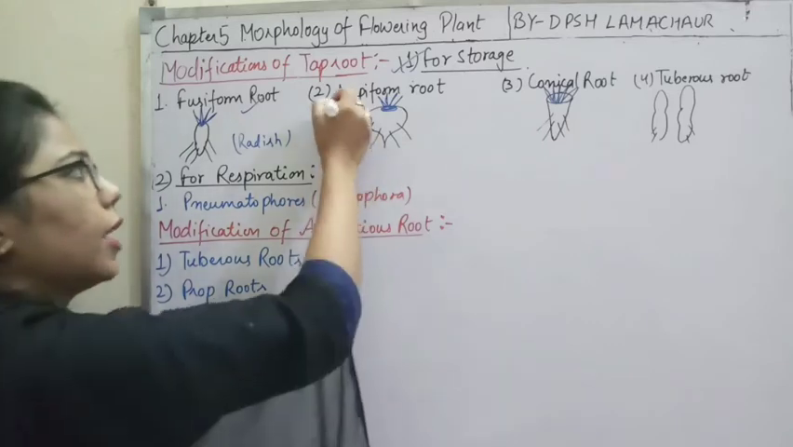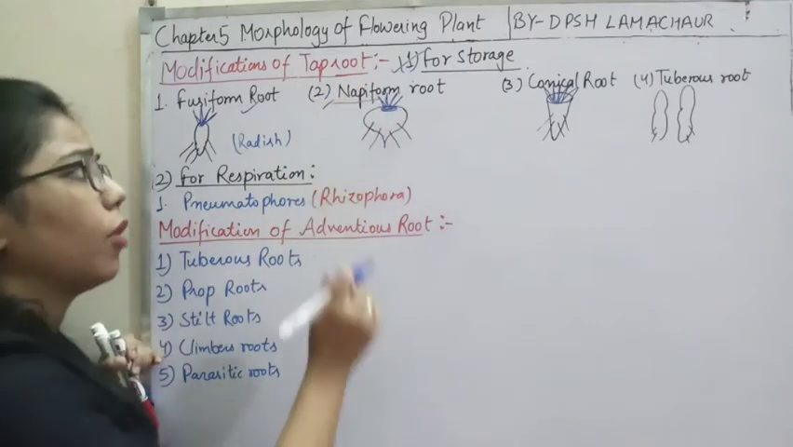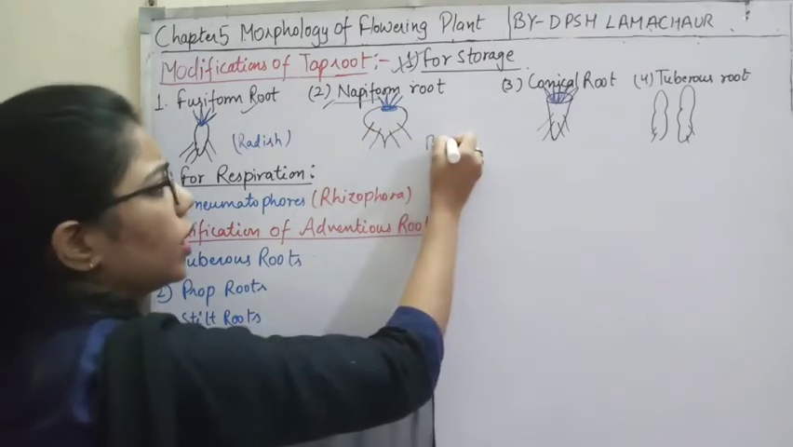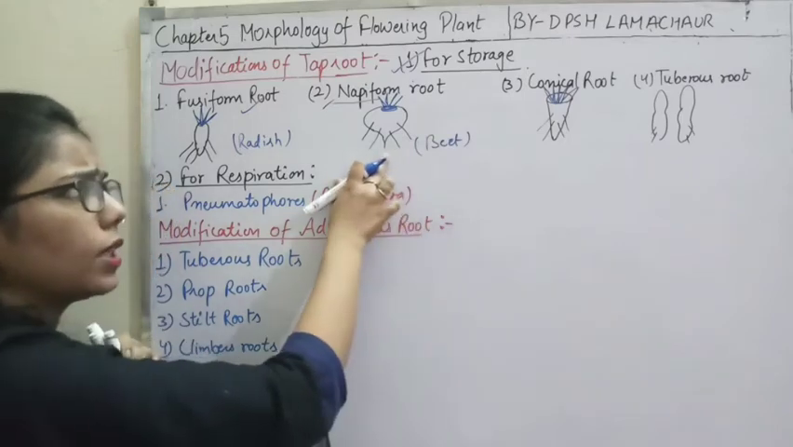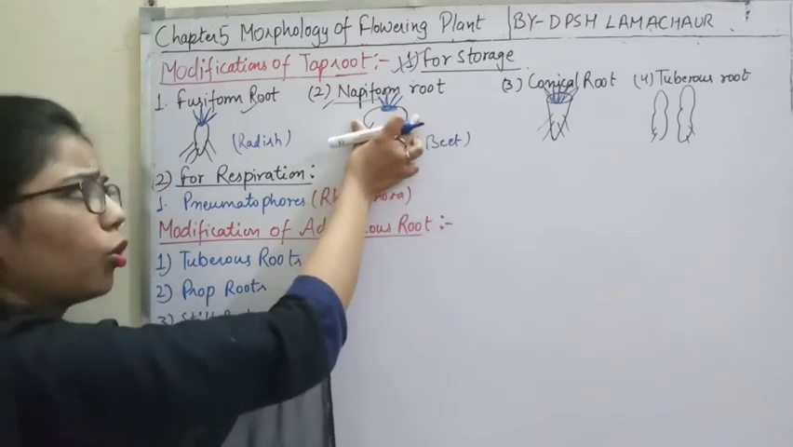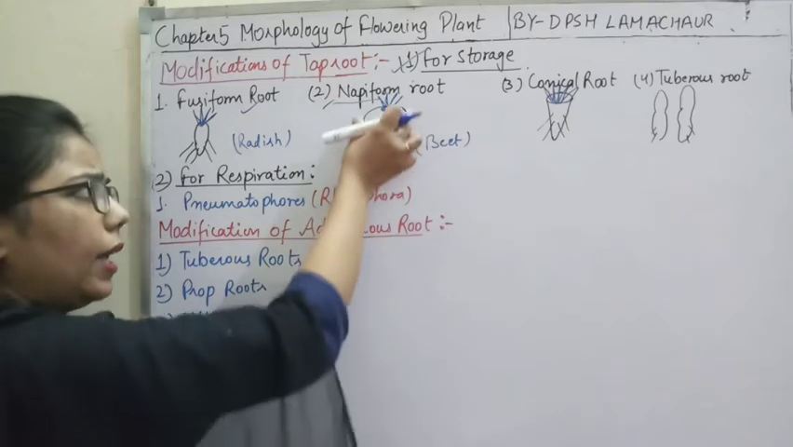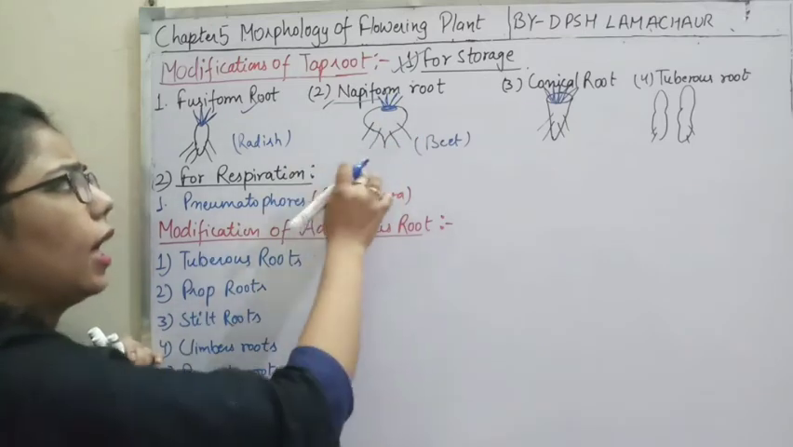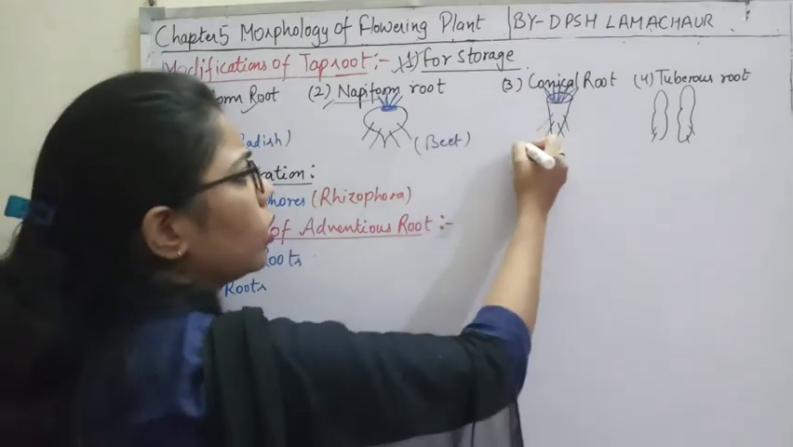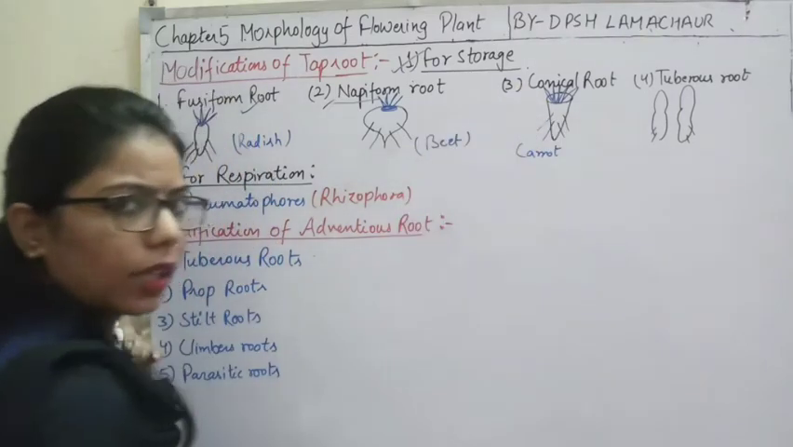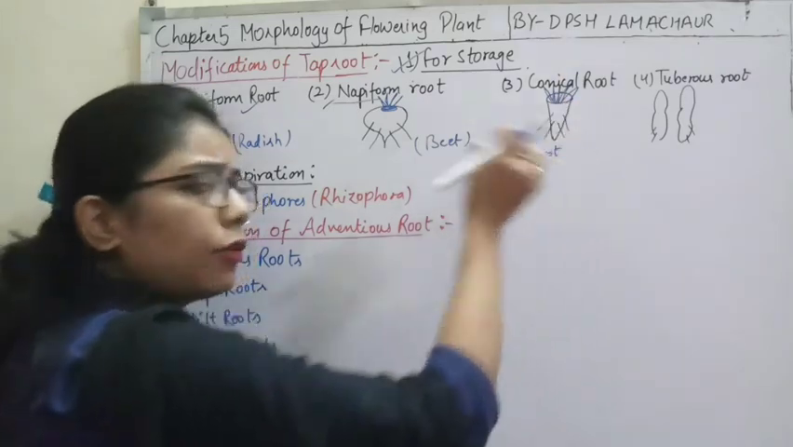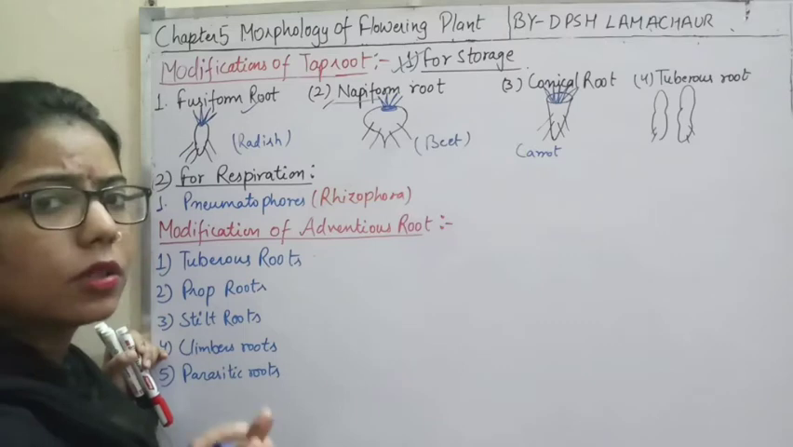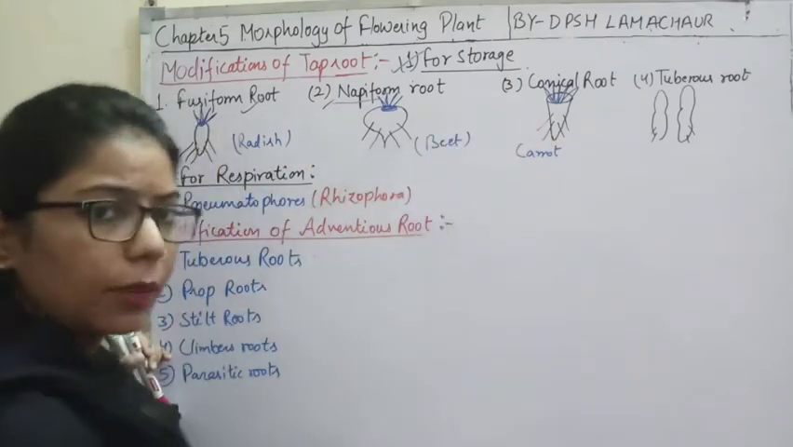And another one is the napiform root. In case of napiform root, you can see the structure just like a top. In case of beetroot, the structure of this hypocotyl is swollen at the top, and at the base it is very tapering. And the third one is the conical root, which you can see in the carrot. In case of carrot, there is a tapering end from above to below. So you must know the difference between these three types of root.